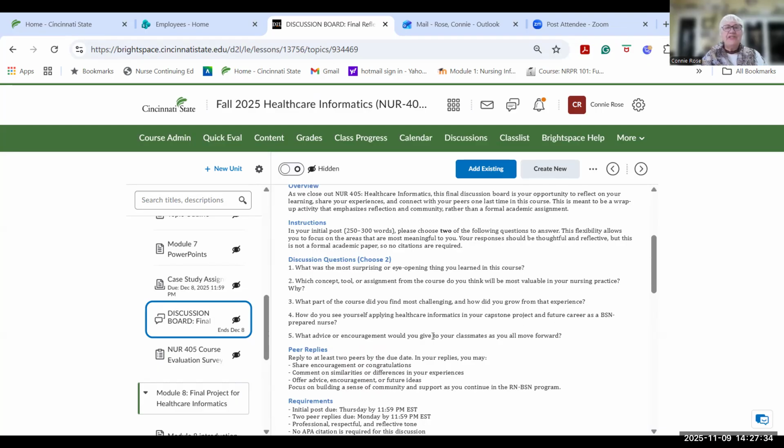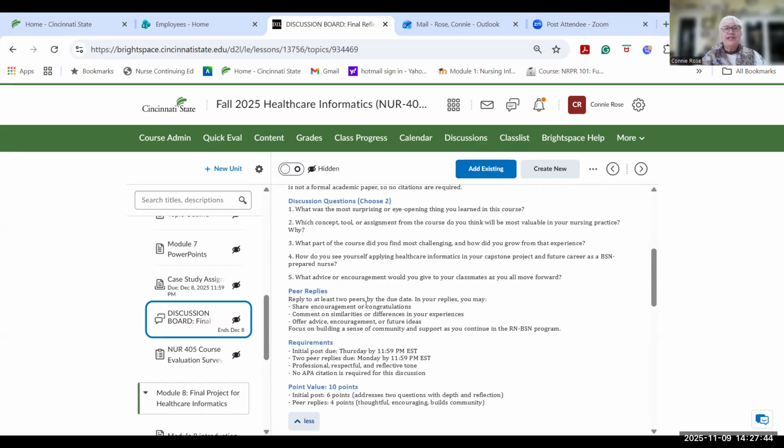And what advice or encouragement would you give to your classmates? Now, you only have to choose 2 of those. You don't have to answer all of those. Choose 2 of those and then reply to at least 2 peers, just like normal. And you can go ahead and share encouragement or congratulations, comment on similarities or differences in your experience, offer advice, encouragement, or future ideas. All right.